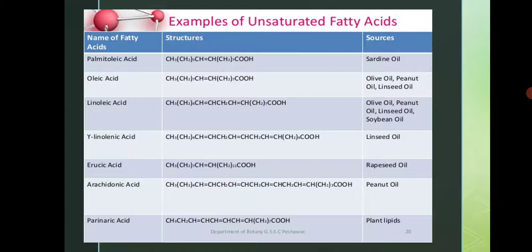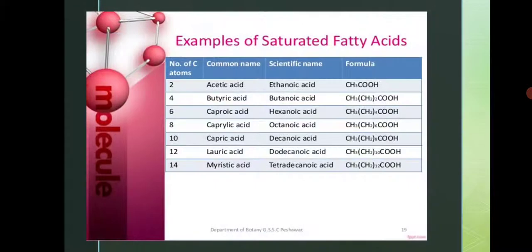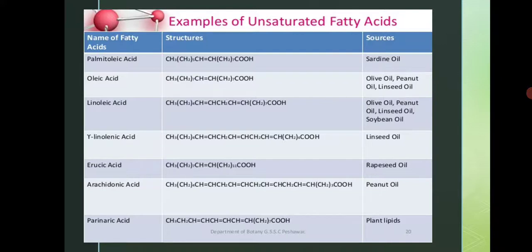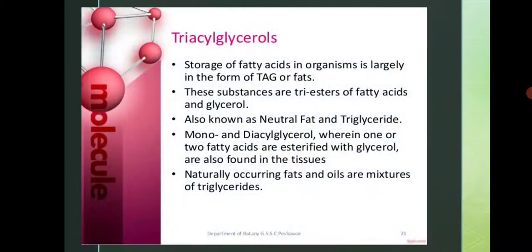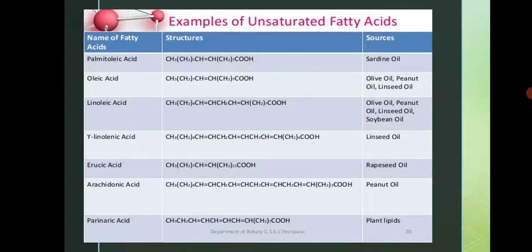Examples of saturated and unsaturated acids, at least two examples you have to keep in mind of each. Saturated, you can keep in mind acetic acid and butyric acid. And in unsaturated, palmitoleic acid is there, oleic acid is there. You can keep these two names in mind. Okay, so this is about the fatty acids. Now in the next lecture we will see the synthesis of fatty acids, and then we will go to the second lipid called triglycerides. Okay, so I hope the concept of lipid is clear to you. Thank you.